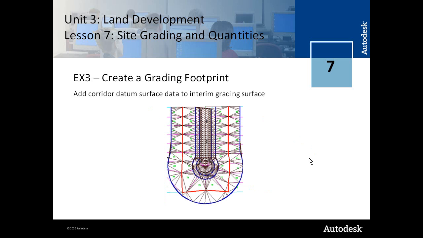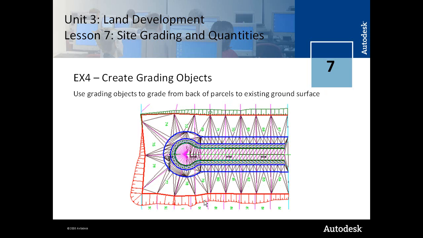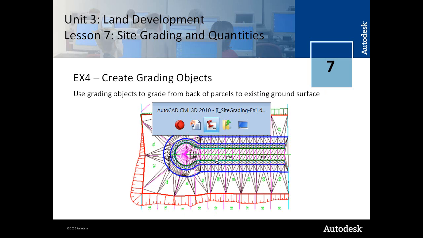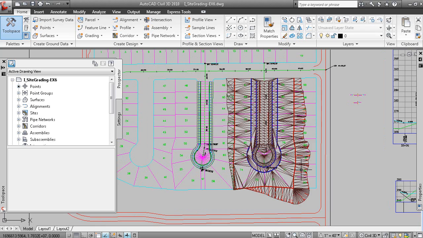And we then add the corridor datum surface to this final surface, this interim grading surface. And then what we do is remove that outer breakline, and so you're left with just this surface. So you can see we've got the surface including the corridor datum graded up to the property setback and then out to the back of the lots. And then in the final exercise you create a grading object, and doing so you've graded down to a surface, down to the existing ground surface from the back of the lots. So if we close this drawing down here, you can see that grading object right here.